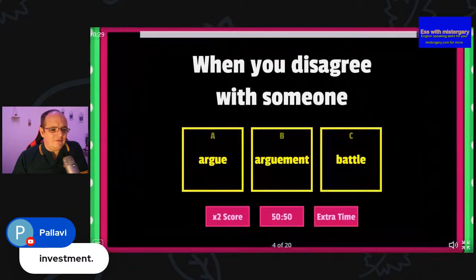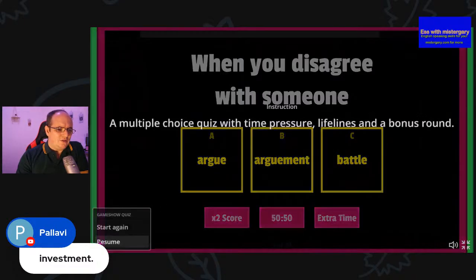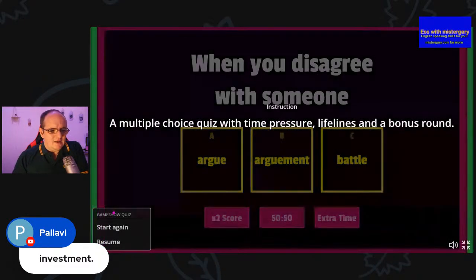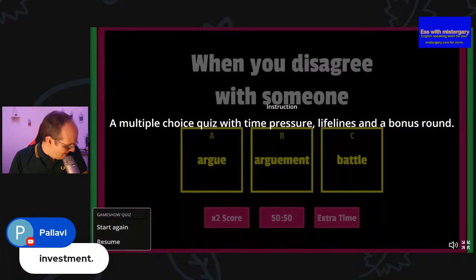Right, okay, number four. When you disagree with someone, do you argue? Do you enter into an argument? Or do you battle? Which one is it, guys? Which one is it? Any ideas?